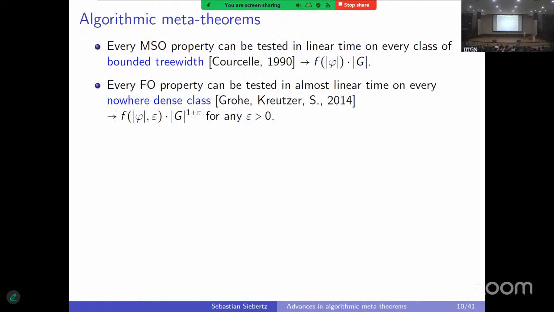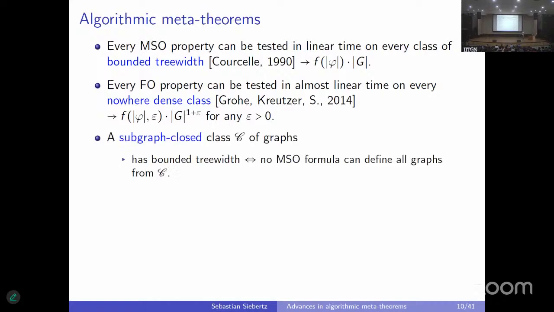For first order logic, we have a similar theory. We can test first order properties in nowhere dense graphs in almost linear time. It doesn't matter so much what these nowhere dense graphs are, just that we have heard of them. We will see that they are actually something special for first order logic. Both bounded treewidth and nowhere dense classes are special, for monadic second order logic and for first order logic respectively. And we will see many of these properties.